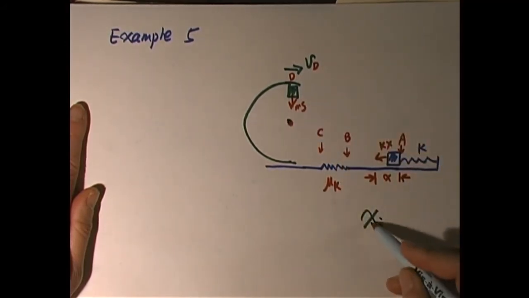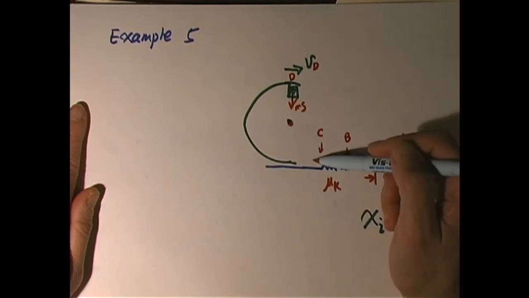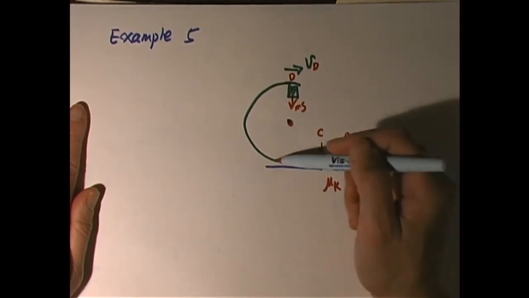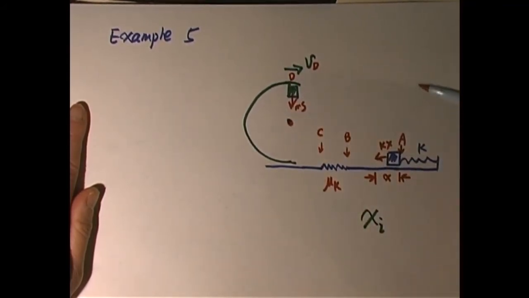So the question is the initial compression. Obviously, if we give a really big initial compression, then when the block and the spring get separated, the block has a high V, and even after passing this frictional surface, it still has a high V. If it has a high V here, it will certainly be able to reach the top. So it really depends on the initial compression. Okay, so how do we solve this problem? We need to do it in segments.